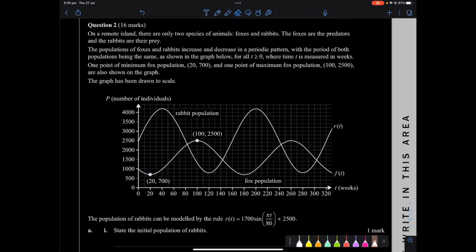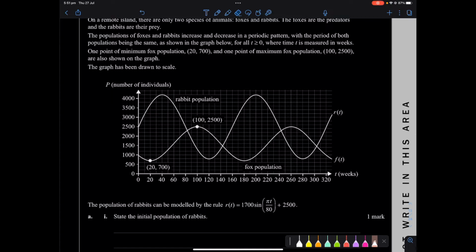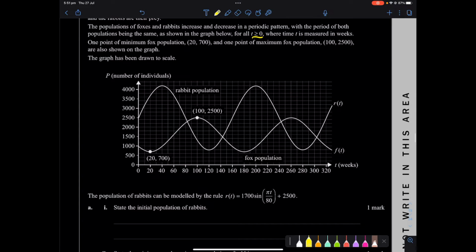Question 2. On a remote island, there are only 2 species of animals, foxes and rabbits. The foxes are predators and the rabbits are their prey. The populations of foxes and rabbits increase and decrease in a periodic pattern, with the period of both populations being the same, as shown in the graph below. For all t greater than 0, where t is measured in weeks, one point of minimum fox population, so this point over here, and one point of maximum fox population, which is here, is also shown on the graph. The graph has been drawn to scale.